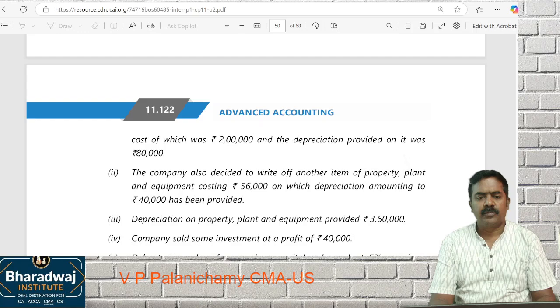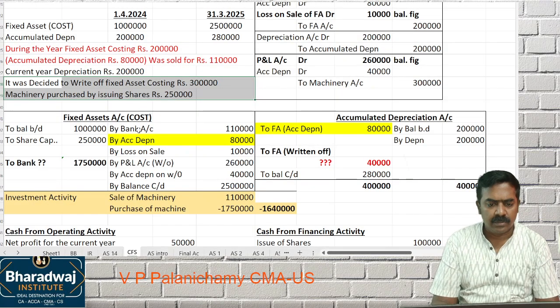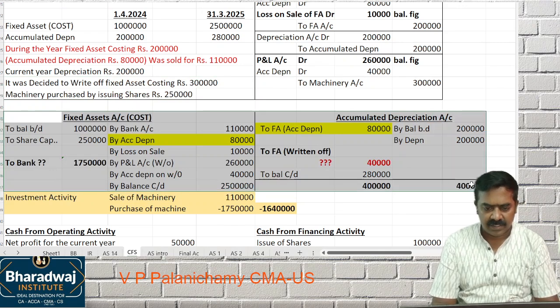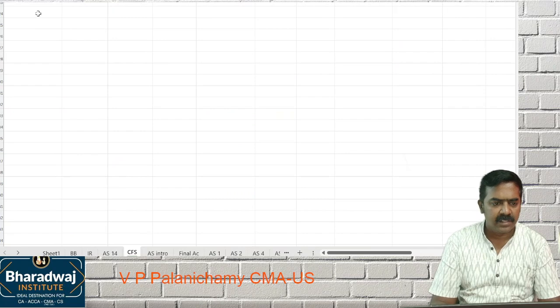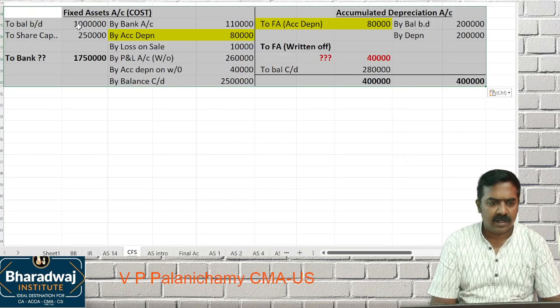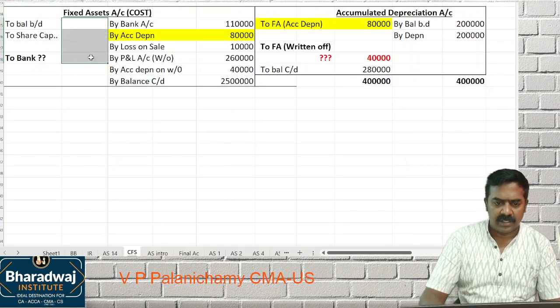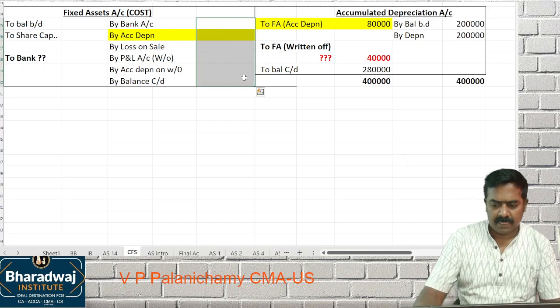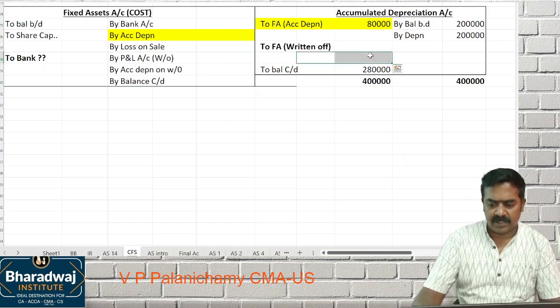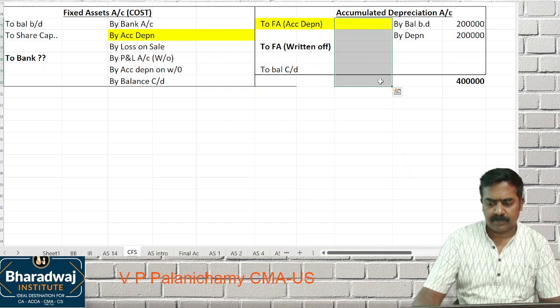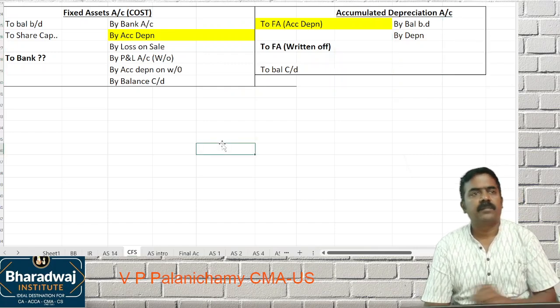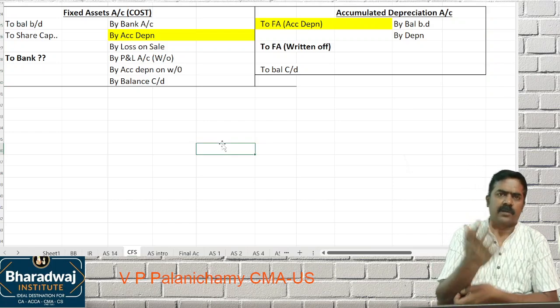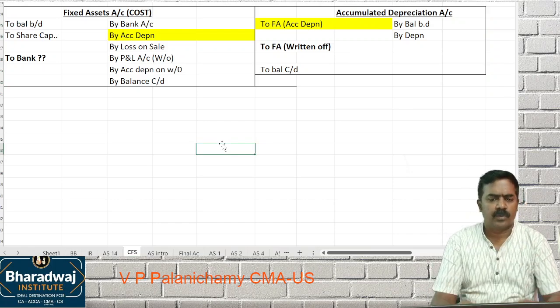So before we solve, do this. What do you mean by do this? Fixed assets account and which one? Accumulated depreciation account, you open. Same like the first question. Try to find out purchase and sale of assets. Try it. Don't look at the answer or whatever it is given. Let us try to work out in our own way.